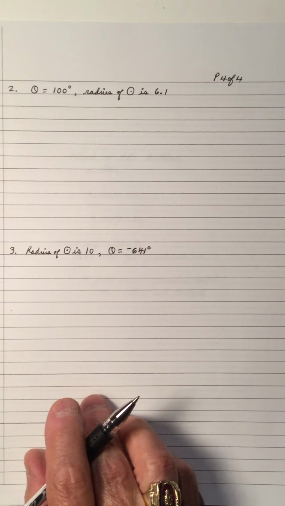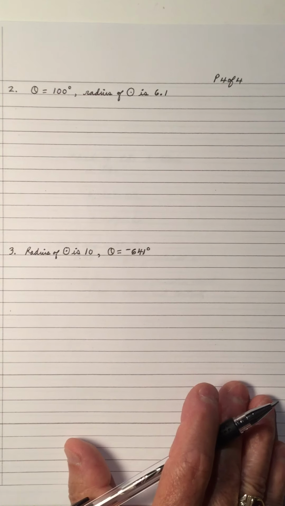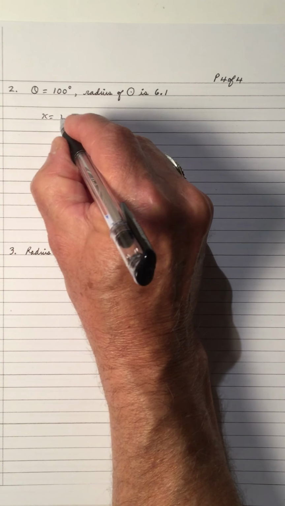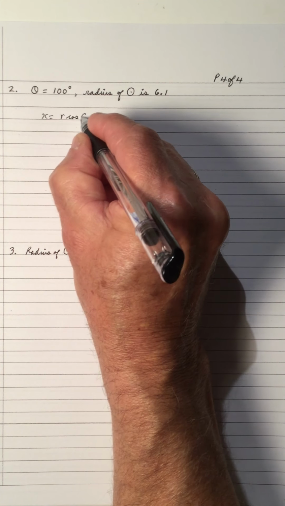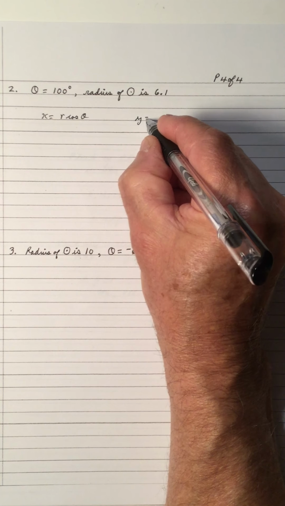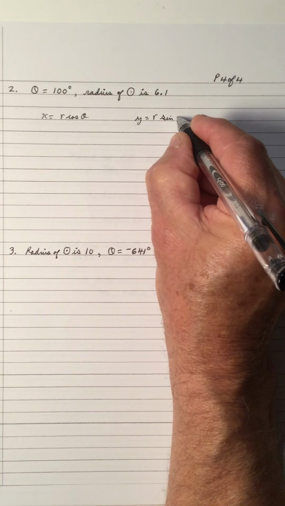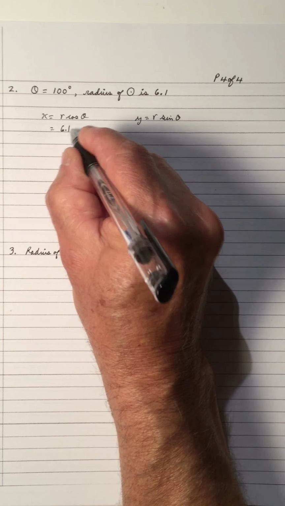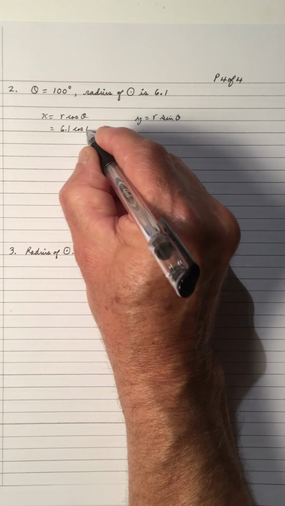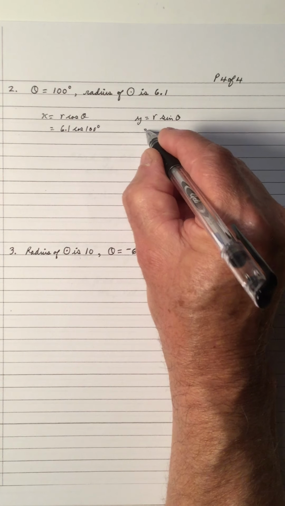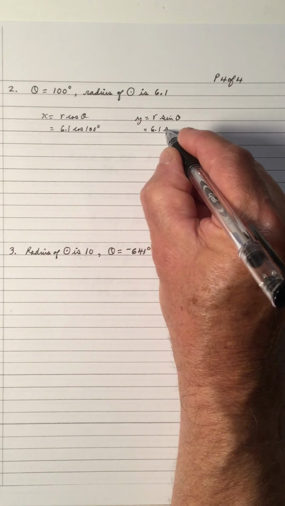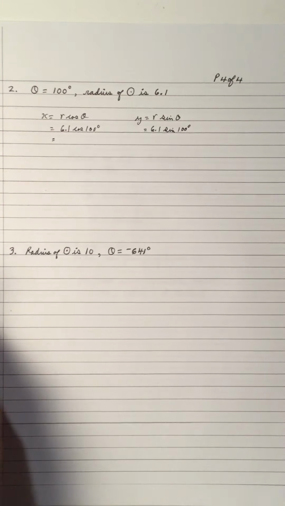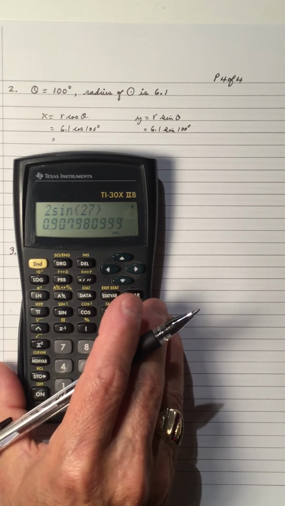And we have a couple more. Don't forget to pause your videos and work it out. See if you know what you're doing. So x is equal to r cos theta. Y is equal to r sine theta. R, the radius, is 6.1: 6.1 cos of 100 degrees, and 6.1 sine of 100 degrees. And we work that out with our calculator.